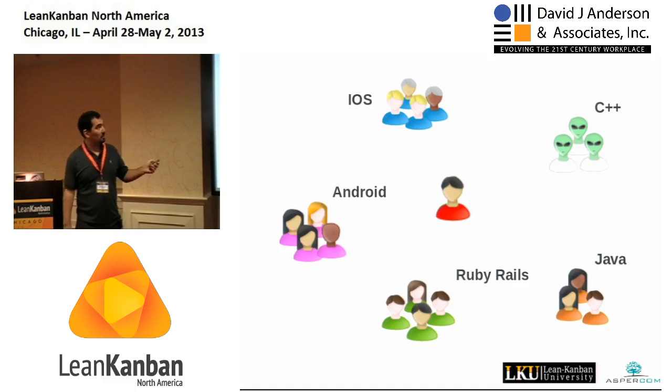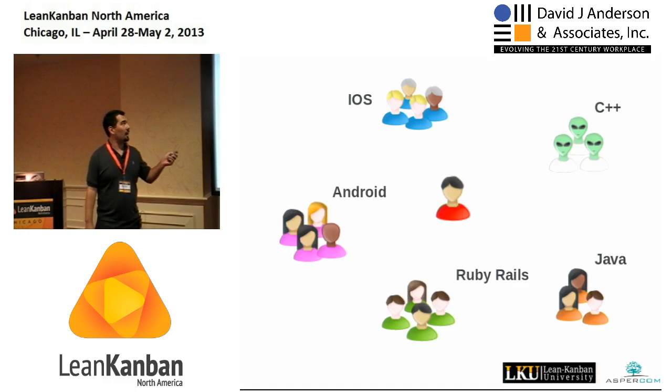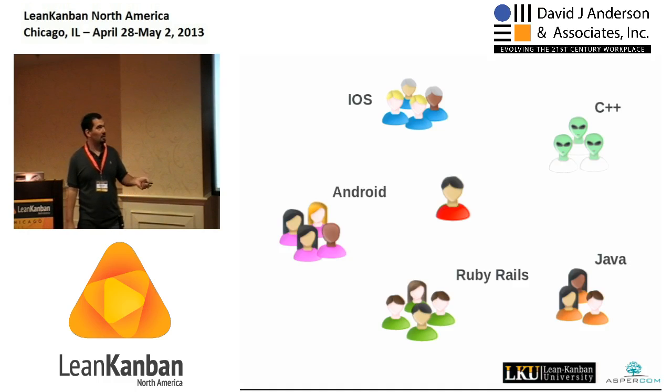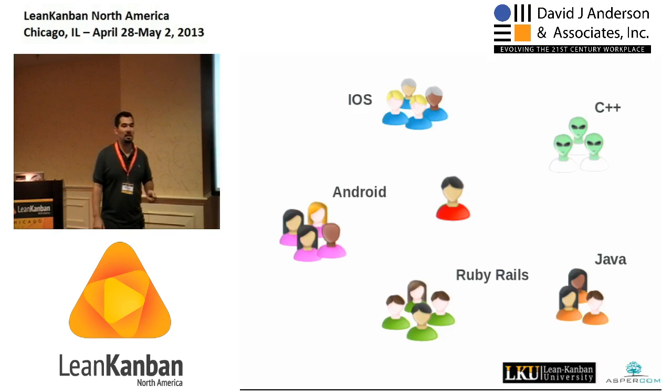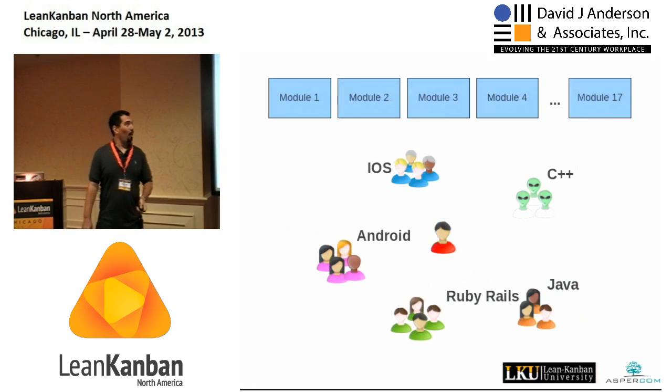And here's the thing. You have the Android team here. You have the iOS team here, the C++ team here. And the Ruby Rails here, and the Java team here. And, of course, this guy in the middle. Who is this guy? The manager, all right? Well, and this product has about 17 models, okay? And you have these teams to work.